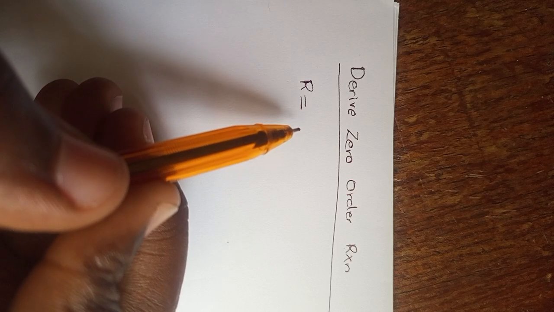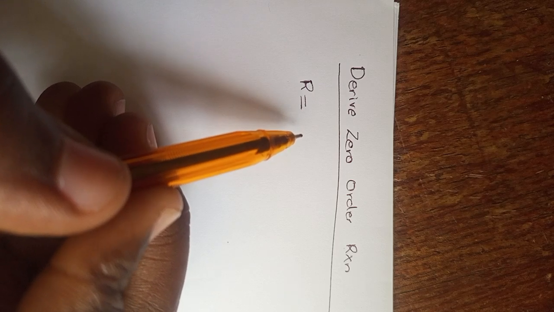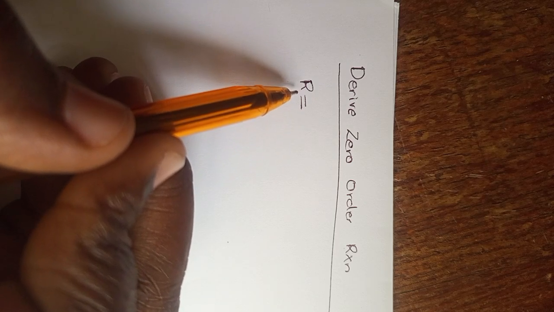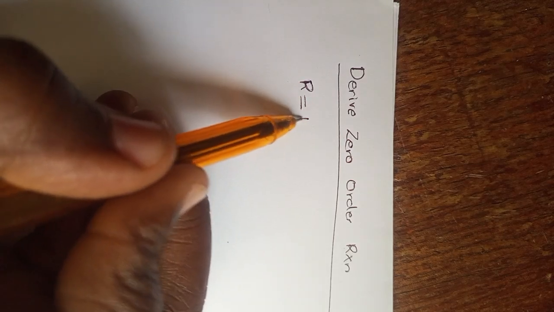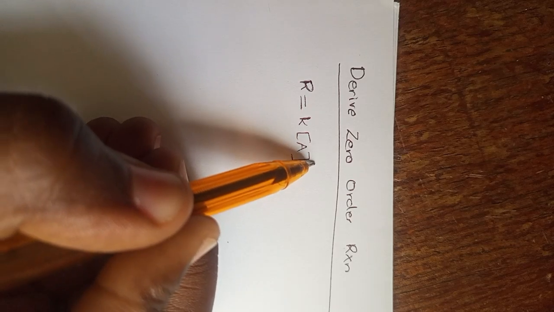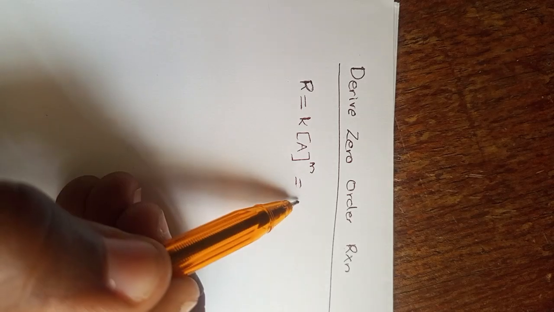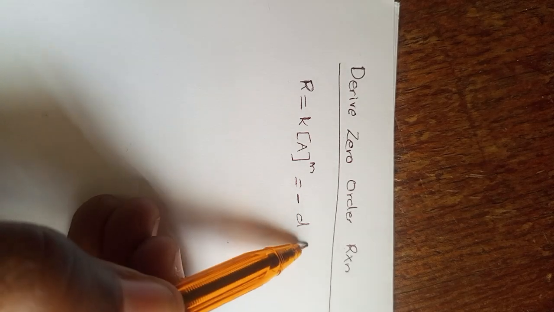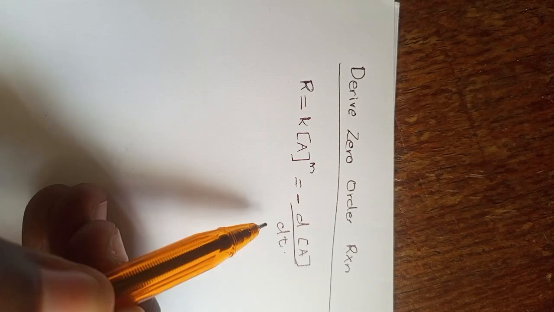Hello everyone, today we are going to be deriving a zero order reaction according to chemical kinetics. We know from the definition that rate R is equal to a constant K times the concentration of A raised to a given reaction order, which is also equivalent to negative change in concentration of A over change in time.